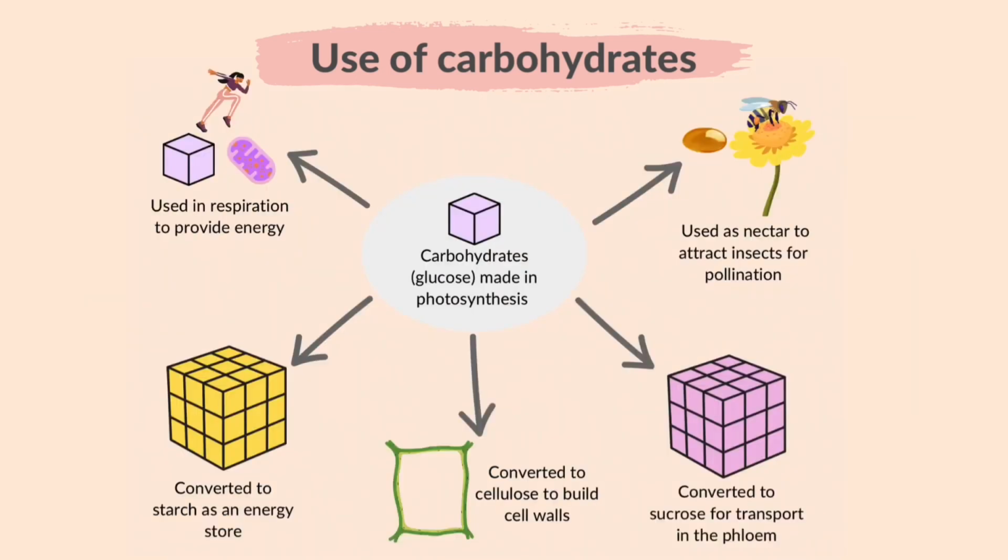This diagram illustrates how the carbohydrates made in photosynthesis are used and stored. Glucose made in photosynthesis may be used in respiration to provide energy. It may be converted to starch as an energy store. It may be converted to cellulose to build cell walls. It may even be converted to sucrose for transport in the phloem. Or it may be used as nectar to attract insects for pollination.